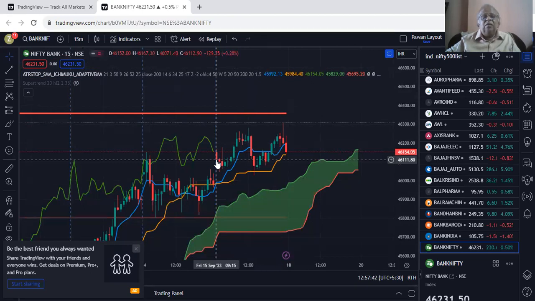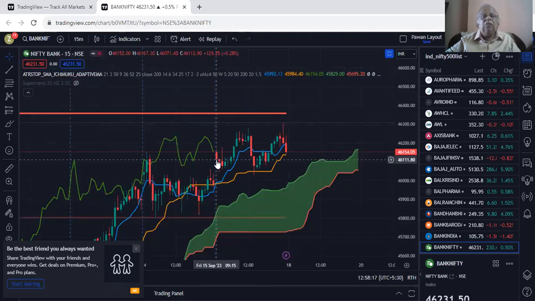Thereby, the position of the crossover, where the crossover has been done, either in the bullish zone or in the bearish zone or in the cloud. These three things have to be checked. Here, the crossover is in the bullish zone. Second thing has been identified.